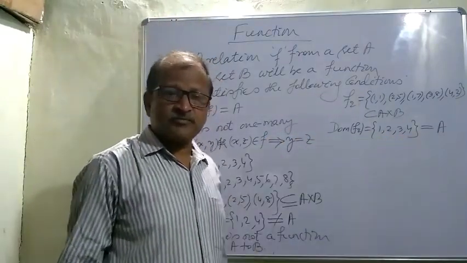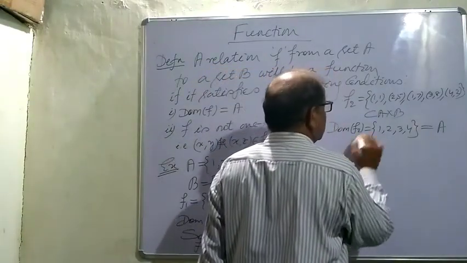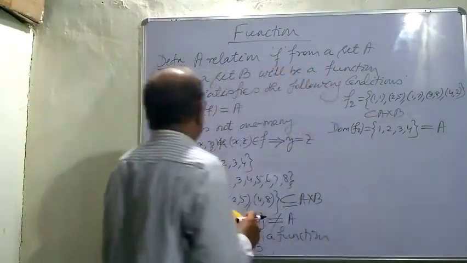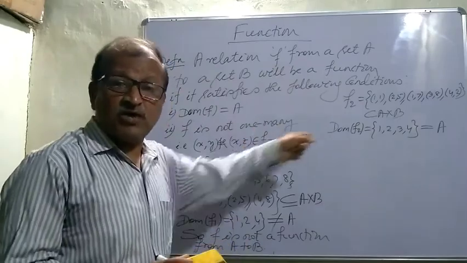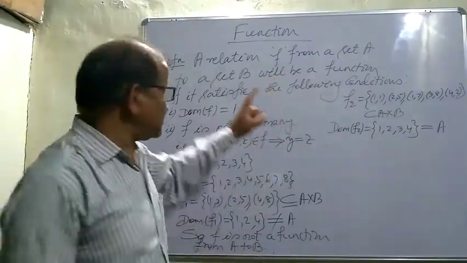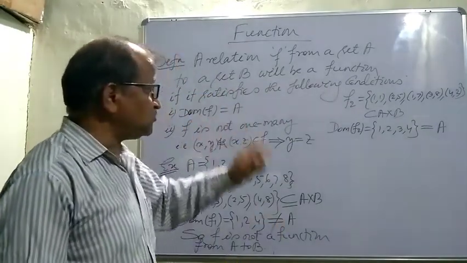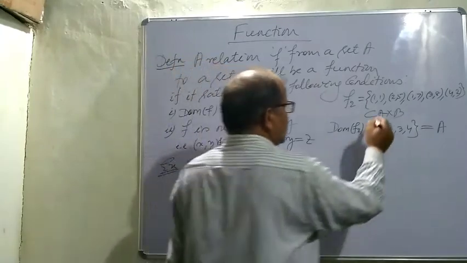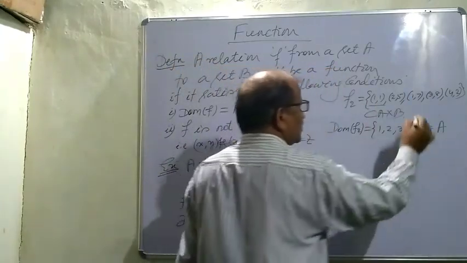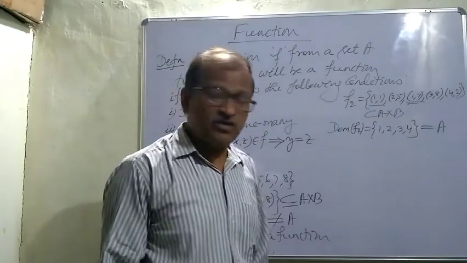Now, let us test whether it is one-many or not. The first criterion is satisfied. Let us come to the second. You see, here 1 is related to 1 and 1 is also related to 7. So it is one-many.